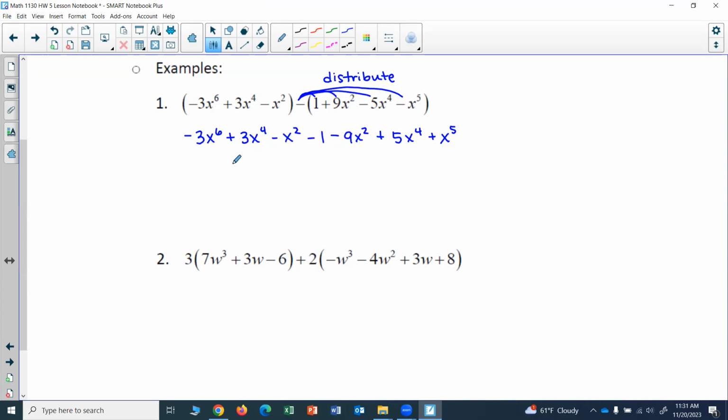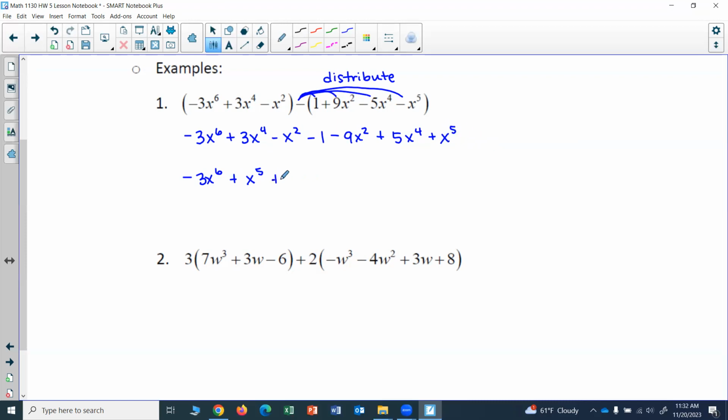There are no more parentheses. So there's a couple ways I can do this. One is I can line up the like terms and combine them. Or the second is I can just circle like terms and combine their coefficients that way. So I'm going to go ahead and start with the largest degree, so negative 3x to the 6th power. There are no other x to the 6th powers. I have my plus x to the 5th power. There's only a single term with the x to the 5th power.